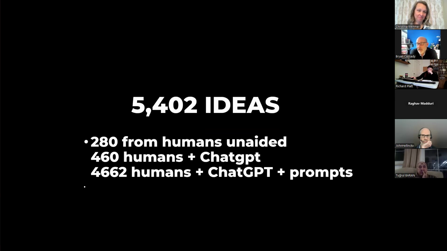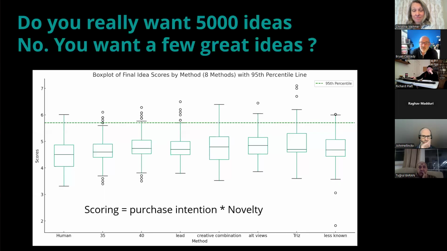So we did a test. We analyzed 5,402 ideas for a specific innovation challenge. That's a lot of ideas, by the way. 280 came from human beings, 460 came from human beings working with ChatGPT, and 4,662 came from human beings working with ChatGPT and a few clever prompts. The first thing you have to realize: nobody wants 5,000 ideas to solve a challenge. Nobody. What you want is big ideas to solve your challenge.